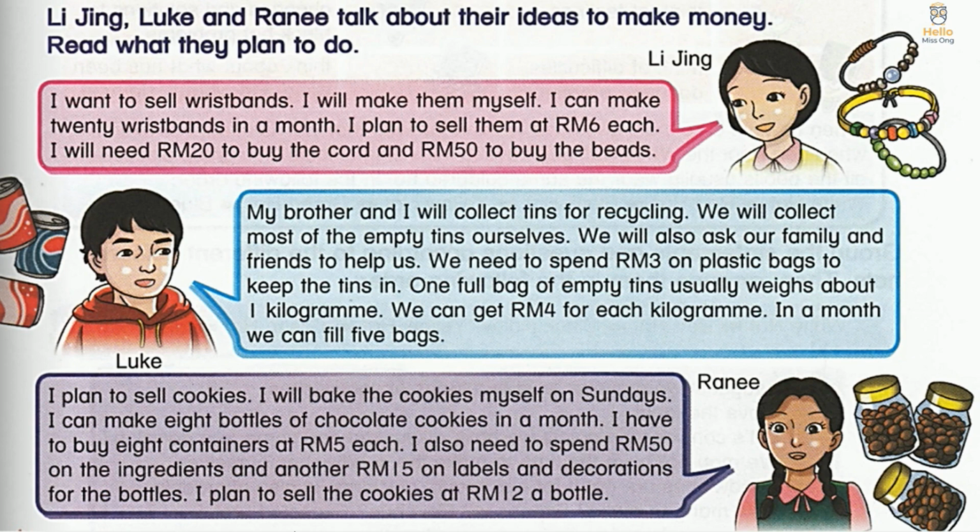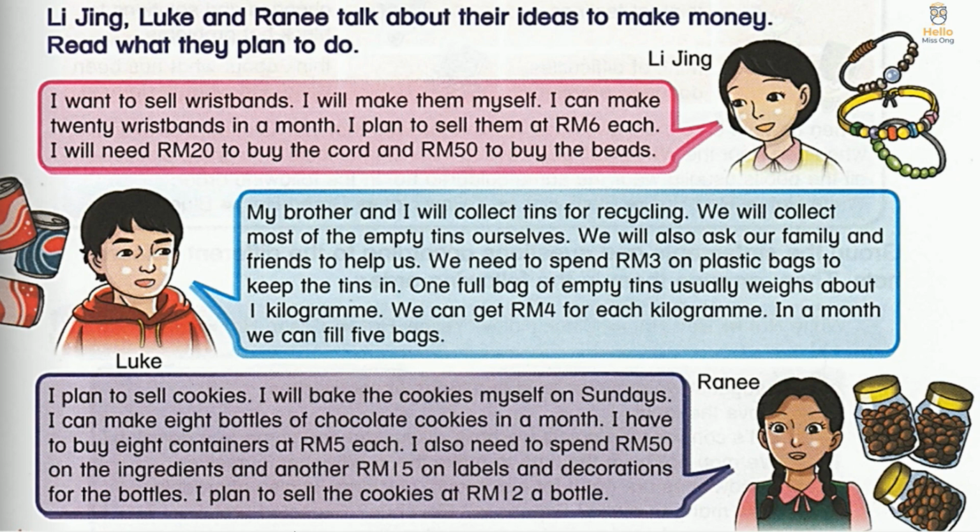Luke: My brother and I will collect tins for recycling. We will collect most of the empty tins ourselves. We will also ask our family and friends to help us. We need to spend 3 ringgit on plastic bags to keep the tins in. One full bag of empty tins usually weighs about 1 kilogram. We can get 4 ringgit for each kilogram. In a month, we can fill 5 bags.